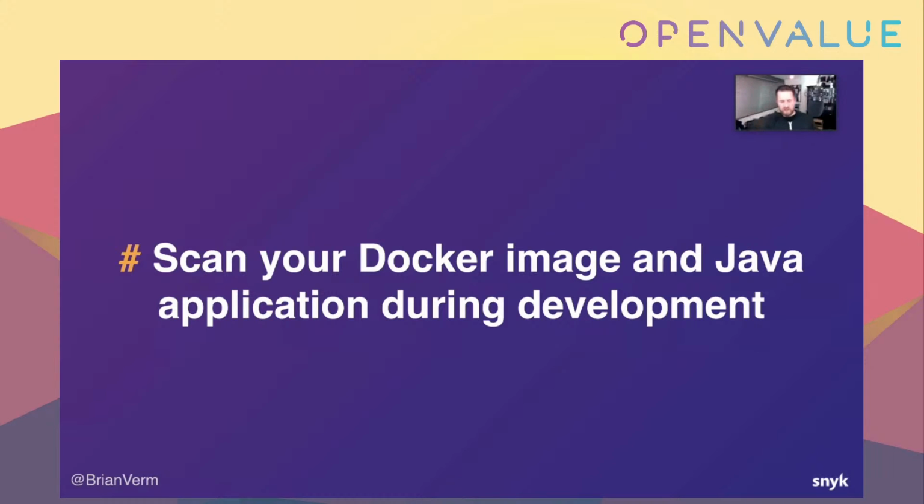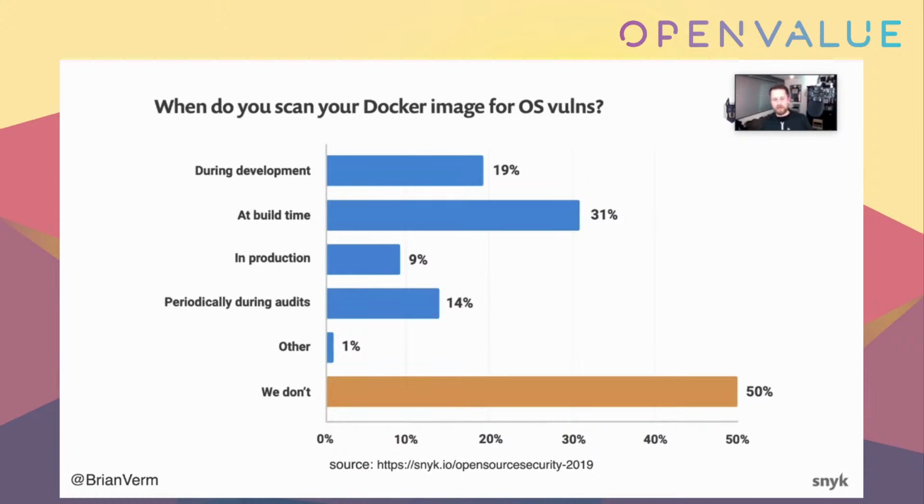Docker images and Java applications during development. I already showed you that I'm scanning my base image, but I can do basically the same with an image I created. Docker snyk container test image, and I'm using tools because, well, they're free, you can use them, but there are multiple tools you can use. The most important part is that you have to use them, because this is from the State of Open Source Security report that we published in 2019 and 2020, and basically had the same results. Like, when do you scan Docker images for operating system vulnerabilities?